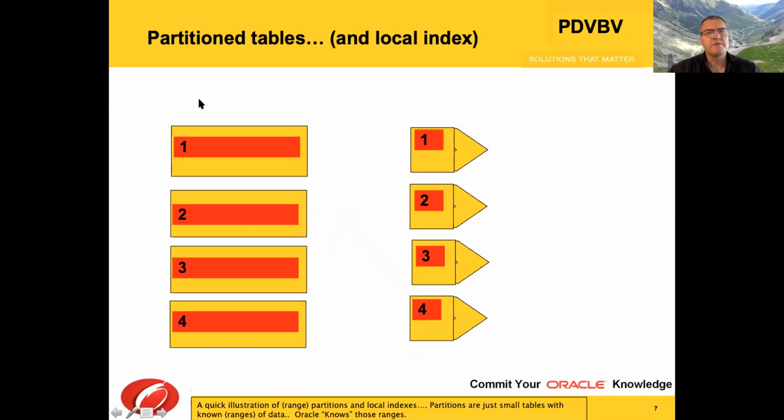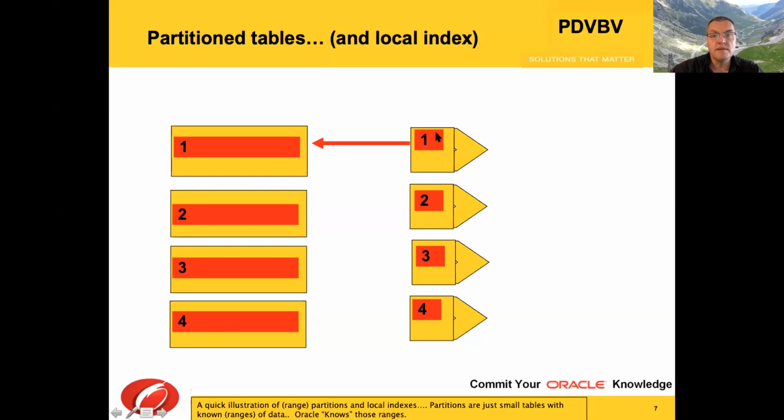Now you've got your partitioned table. Your data is divided over 4 partitions. All the data starting with a 1 is in the first partition. All the data starting with a 4 is in the last partition in this particular case. In practice, you will probably have hundreds or thousands of partitions. Every partition has indexes, local indexes.